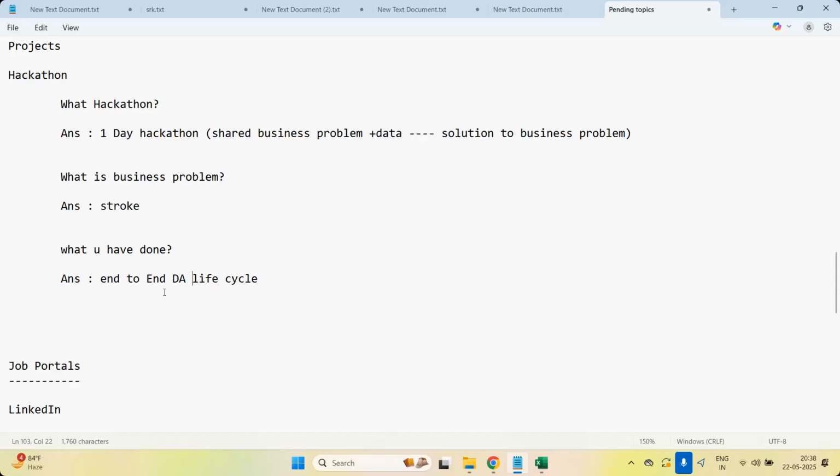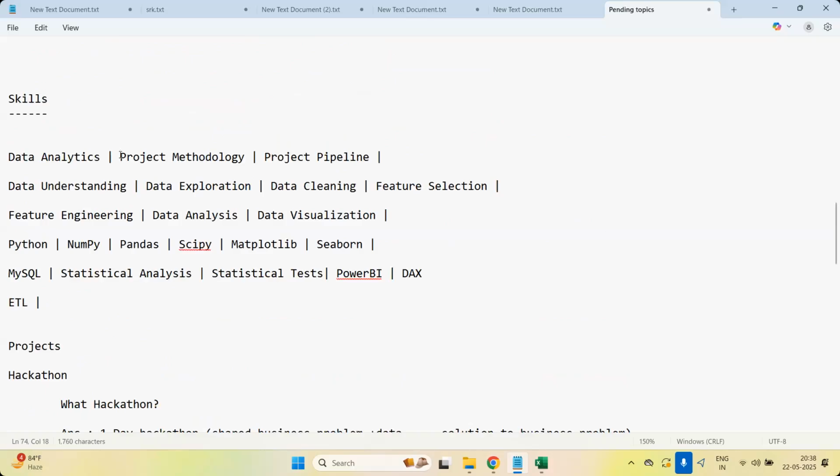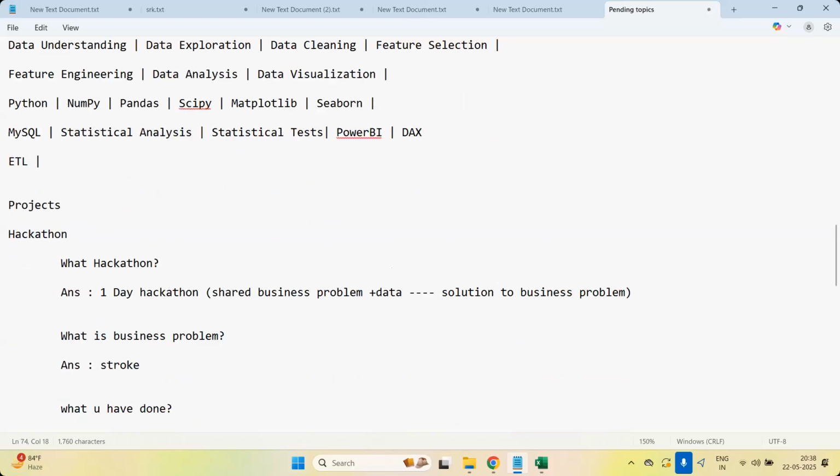Then you are going to say it involves data exploration, data cleaning, data analysis, and data visualization with presentation. These steps are called the end-to-end life cycle of data analytics, which is implemented by using the CRISP-DM methodology. So here, what is the project methodology you have implemented? CRISP-DM. So just explain like this.